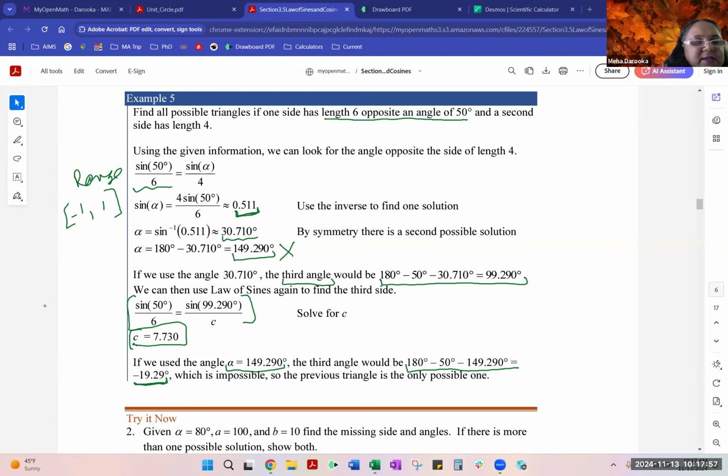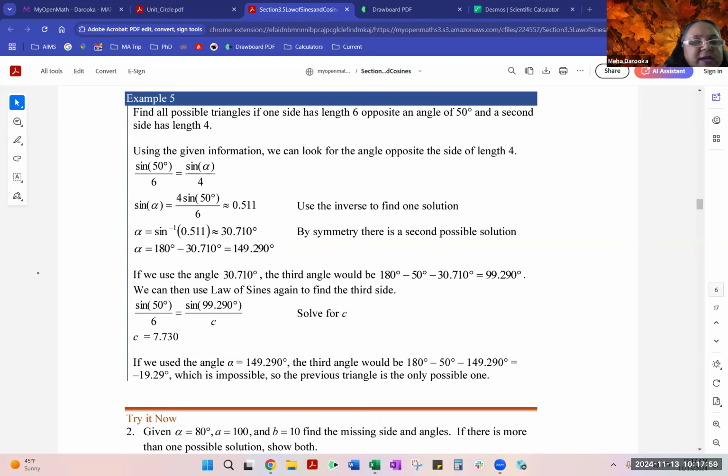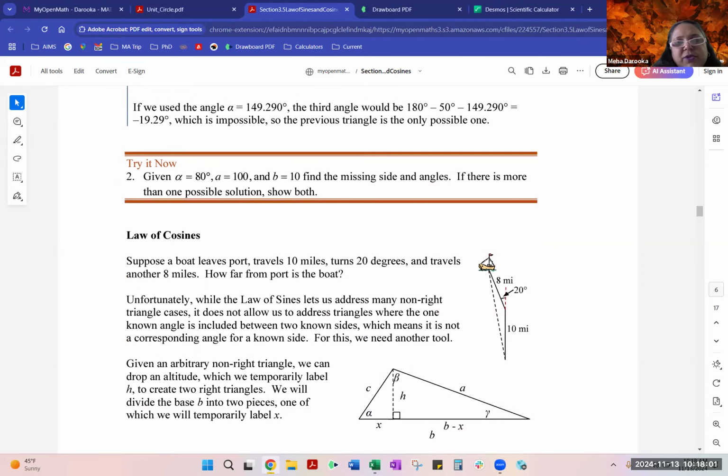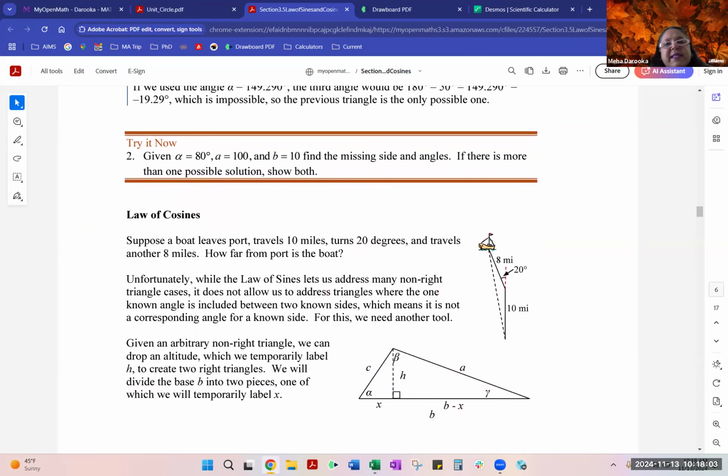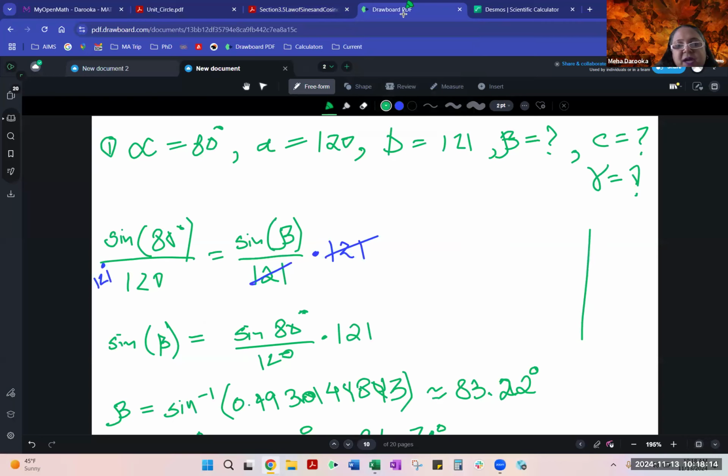All right, guys, let's take a look at our try it now, number 2. So again, they're giving us angle alpha, they're giving us side A, they're giving us side B, and asking us to find the missing sides over here. So let's try that.